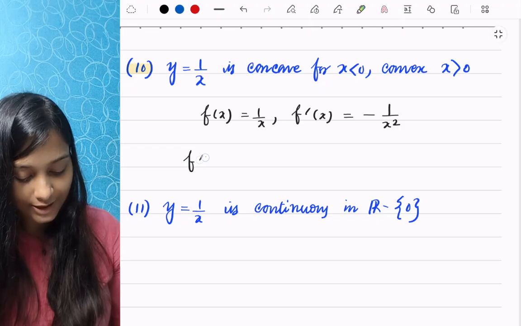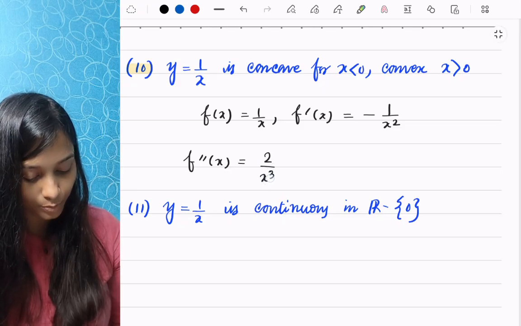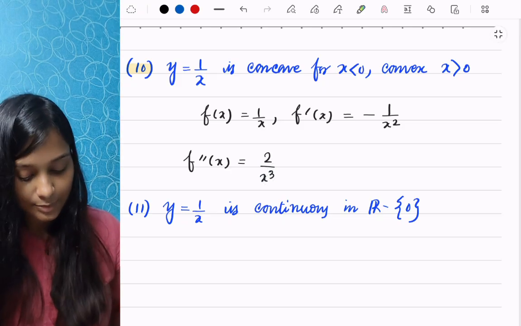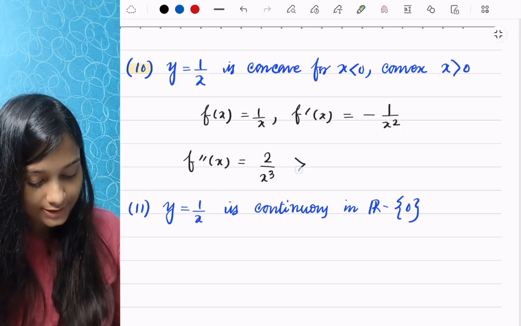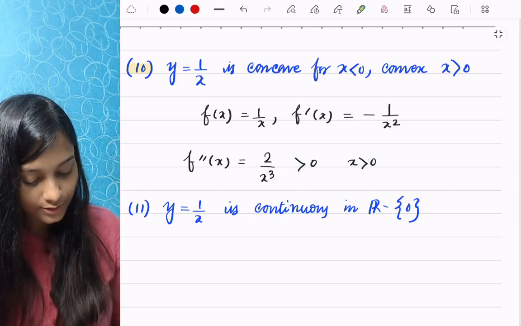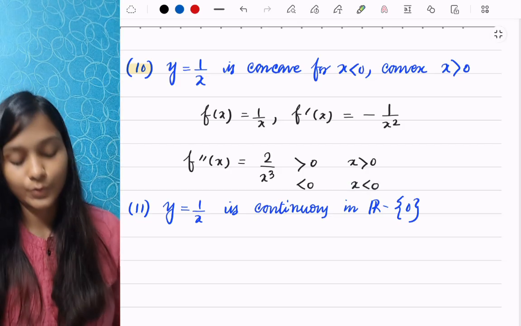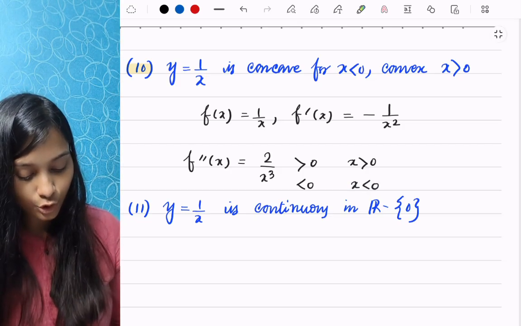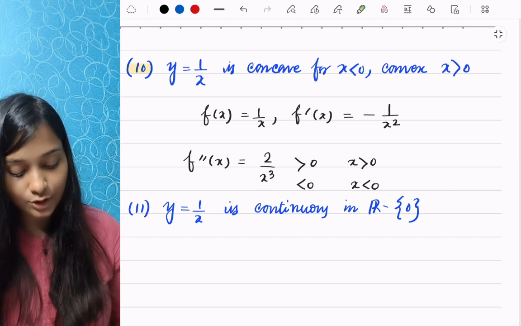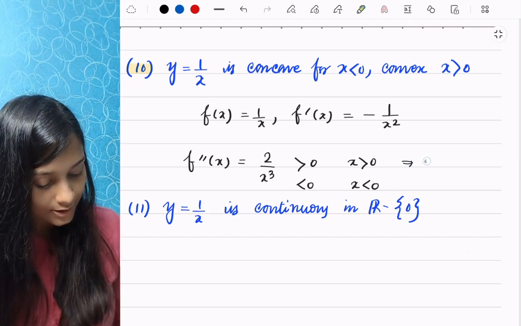So for the double derivative we have this, so it should be 2 and there should be x cube. Okay, so this is the double derivative. So this will be positive if x is greater than 0, and this will be negative if x is less than 0.